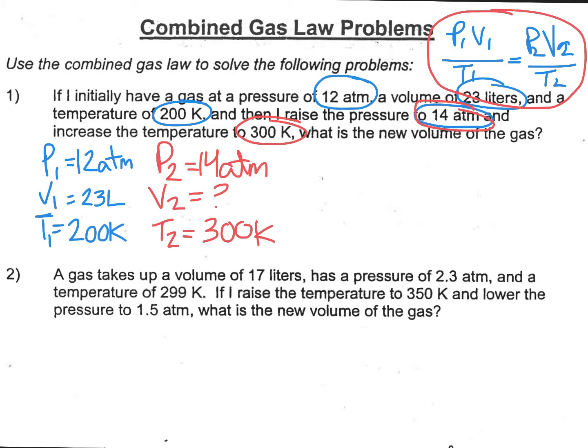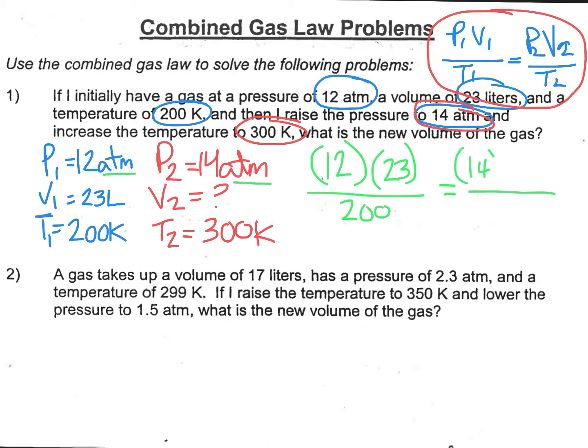So let's go ahead and do that. My P1 is 12 atmospheres. My V1 is 23 divided by 200 Kelvin. Now, as long as the pressure is the same on both sides, you can use any unit for pressure. So atmospheres will work just fine here. The volume we don't know, I'm going to leave that as my variable, and then 300 goes on the bottom. Remember, we always need Kelvin on the bottom for that.